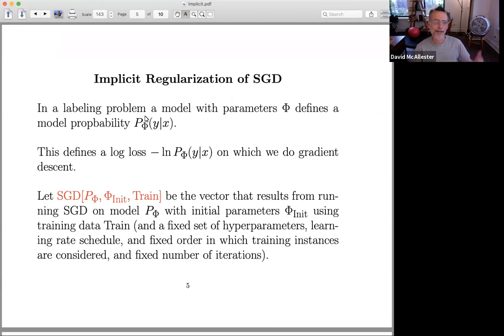So let's go back to the beginning. So I've got some model, right? This is a deep model. The deep model defines a probability over some label for some input. Let's say we're labeling images. So this P phi is our model.